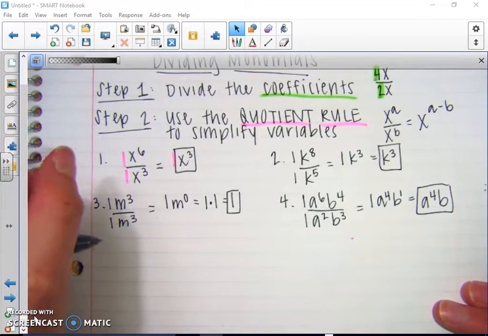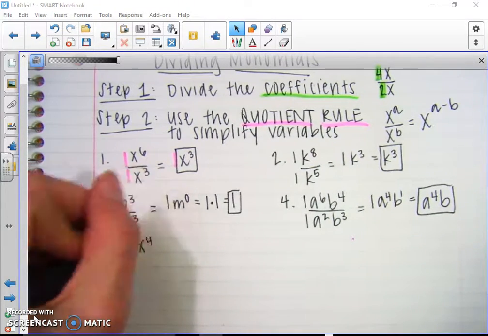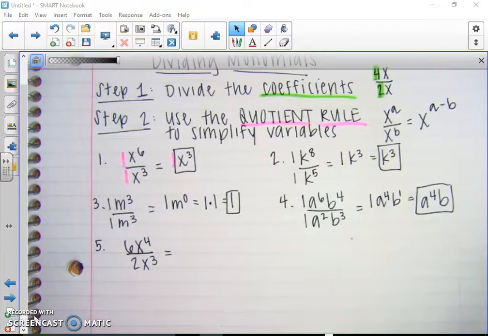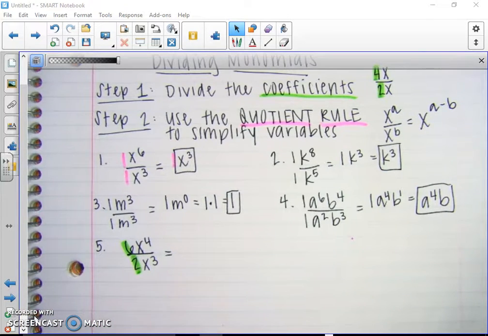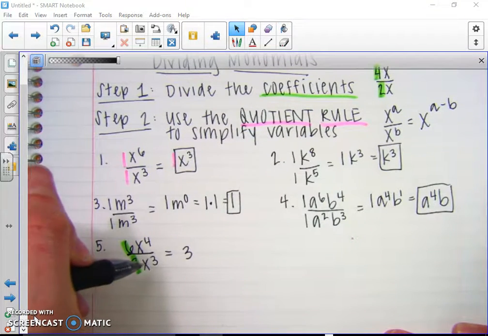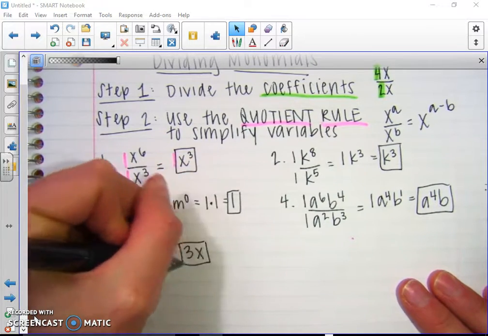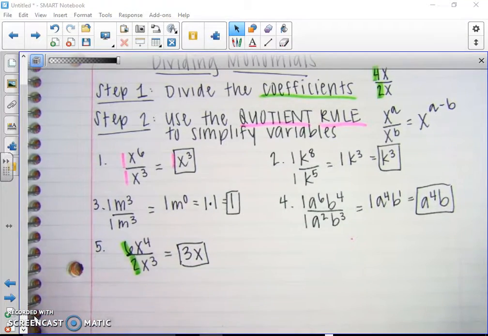All right, so that's 4. Let's do number 5. How about I have some coefficients? So 6x to the 4th over 2x to the 3rd. So we've got coefficients, 6 and 2. And we can divide those pretty easily. 6 divided by 2 is just going to give us 3. x to the 4th, x to the 3rd, 4 minus 3 gives us 1. So we're just left with 3x, because remember, we don't have to write x to the 1, it's just x.